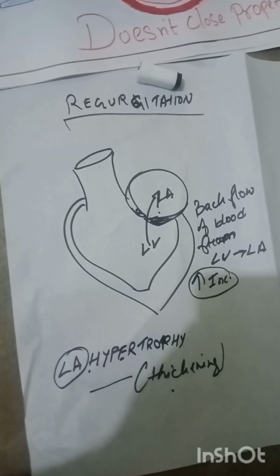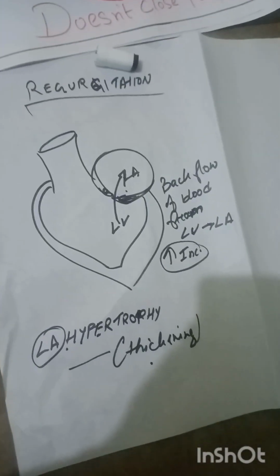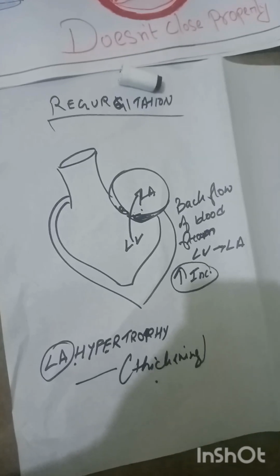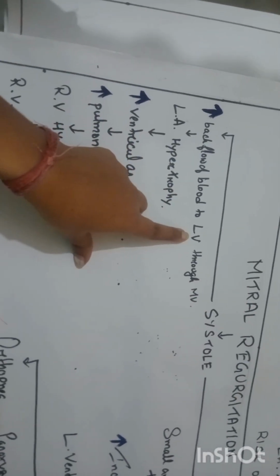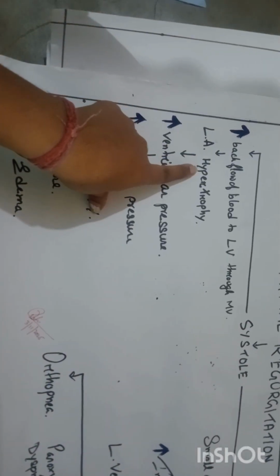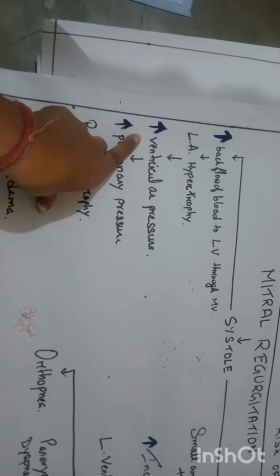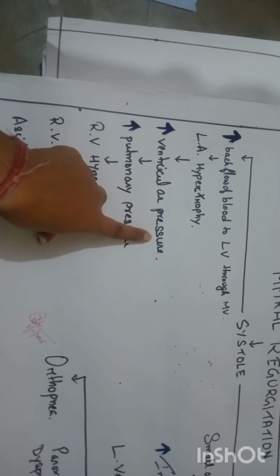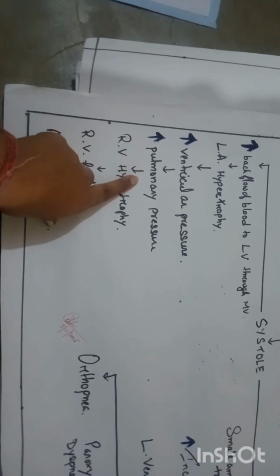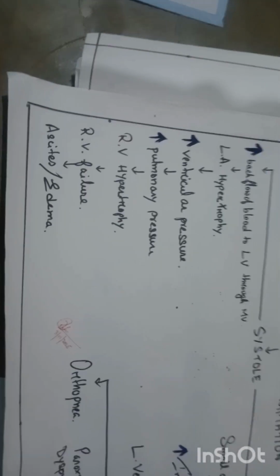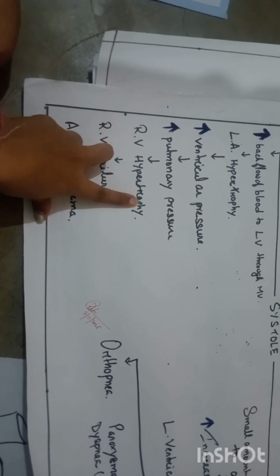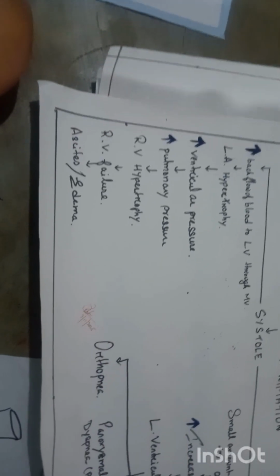And after that we can see, let me show it in a chart. Okay, so you can see here there is increase in blood flow from the left ventricle through the mitral valve to the left atrium, left atrium hypertrophy can be seen, and after that left ventricular pressure will increase, and because of that increase in pulmonary pressure, lung capillary pressure will also increase.